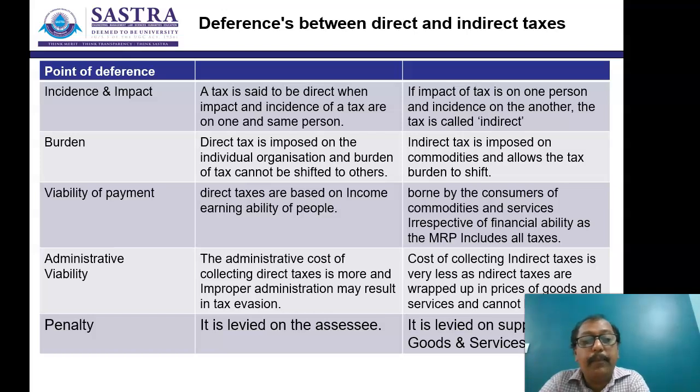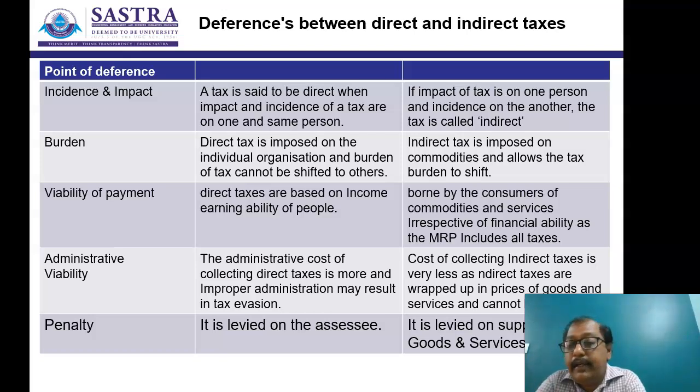And the viability of payment: direct taxes are based on the income earning capacity of the individual or the people. But the indirect tax system is based on the consumer and on consumption of goods and services, commodities and services, irrespective of financial ability. The MRP is inclusive of all taxes. So everybody has to pay taxes in case of the indirect tax system.